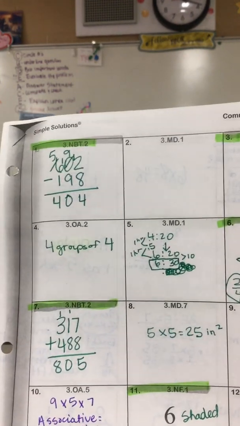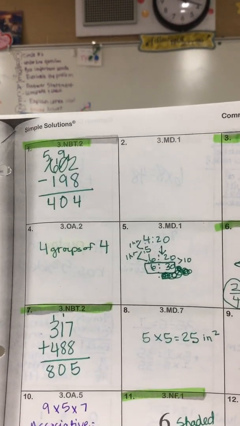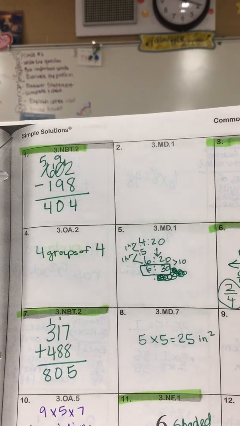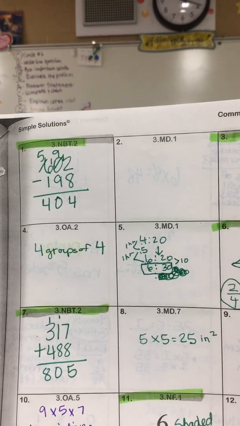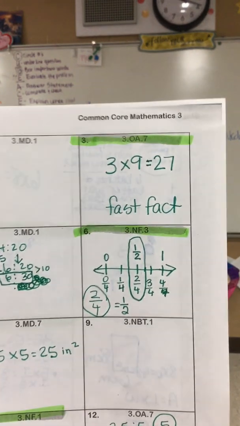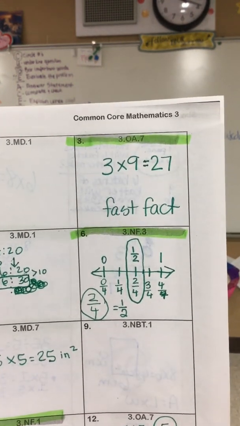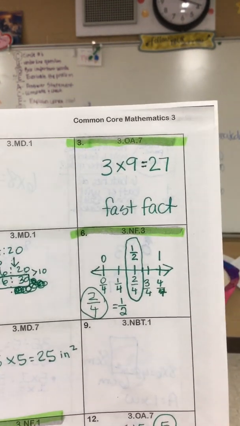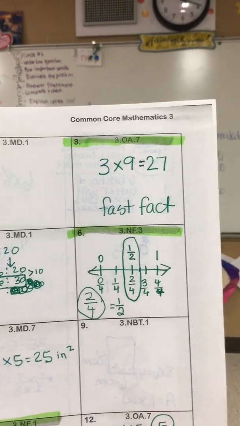We're starting off with a question over subtraction, regrouping. Please make sure you're practicing that with your child. We have a fast fact, which is 3 times 9 equals 27. Of course, that could be any multiplication fast fact.